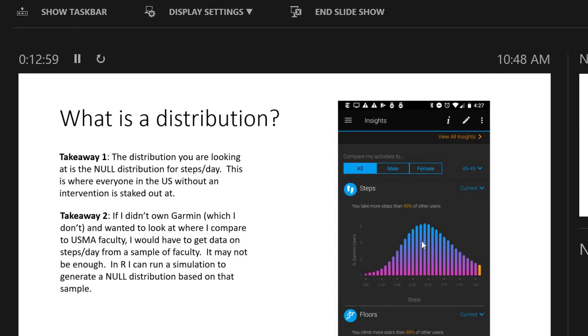So if I don't have enough, I can have R simulate for me what a null distribution may look like. So that's what R does for you. It's a simulation of what it would look like if I did some sample of people from West Point and then I ran that on R, it would give me that null distribution. So I can now benchmark myself against West Point faculty. So I have enough for Garmin users. That's a ton of data. I don't have enough for West Point. And even if I started sampling West Point, it wouldn't be enough. So that's when I use simulation to generate a null distribution because I need that benchmark. Got it?